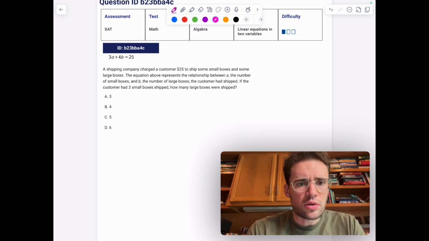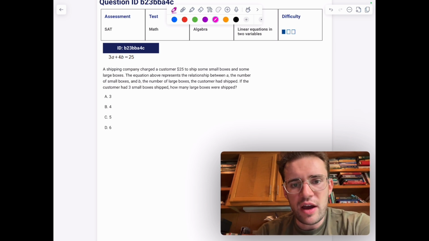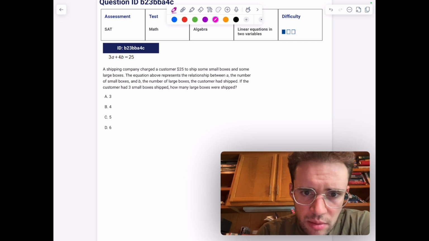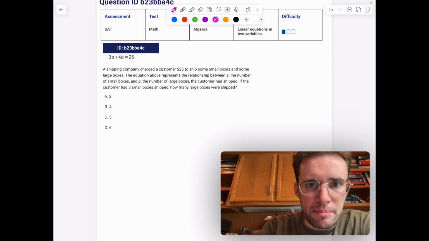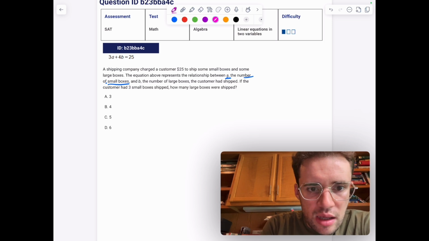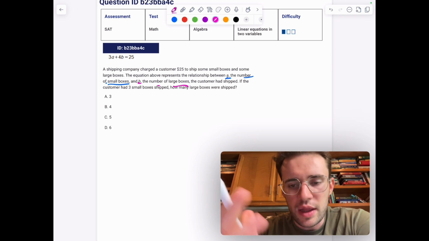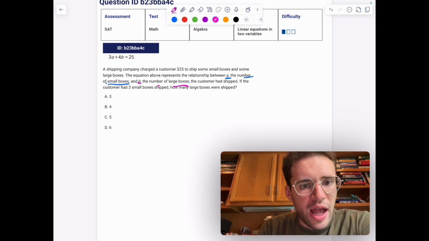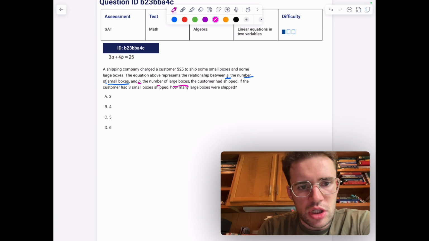3A plus 4B equals 25. A shipping company charged a customer $25 to ship some small boxes and some large boxes. The equation above represents the relationship between A, the number of small boxes, and B, the number of large boxes. So A is the number of small boxes, and B is our number of large boxes. The customer had shipped, or that's the number that they had shipped. If the customer had 3 small boxes shipped, how many large boxes were shipped?